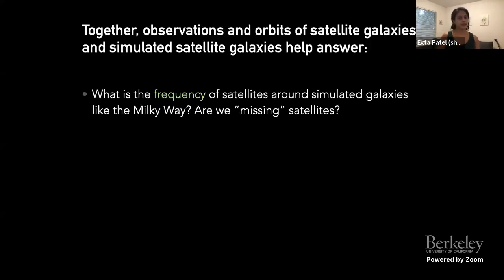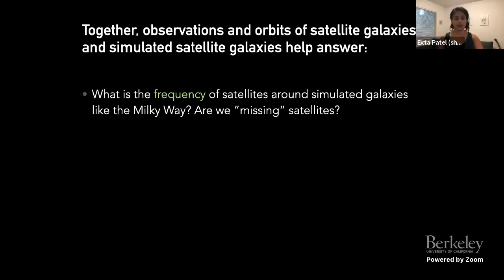So here are some of the things that I've worked on over the course of using these types of tools in the last 6 or 7 years. So one is, what is the frequency of satellites around simulated galaxies like our Milky Way when we look into these big cosmological simulations? And what that can help us answer is, are we missing any satellites? So have we found all of the satellites that we expect to be around a Milky Way-like galaxy?